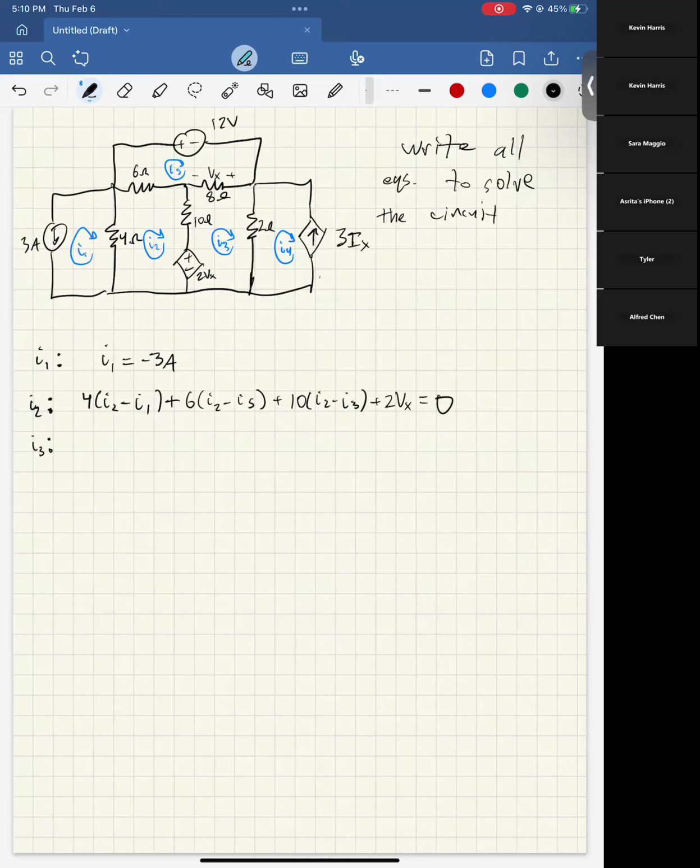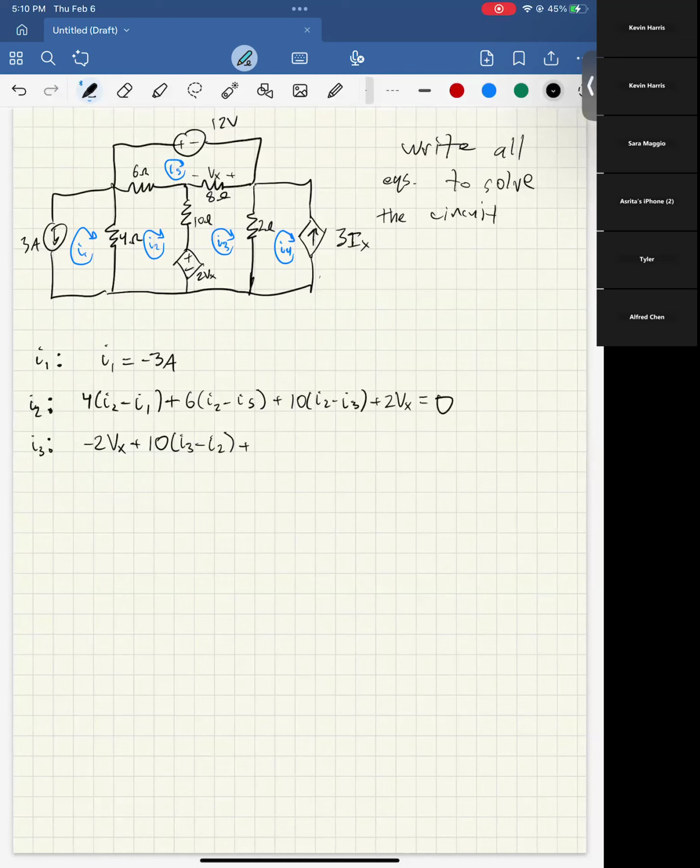Moving on, I3. We'll start with the voltage source again. Now, since the current is going the other way, it's now going to be a minus 2Vx. And then again, the 10 ohm resistor, and this is going to be the opposite. This one is I2 minus I3. Now it's I3 minus I2.